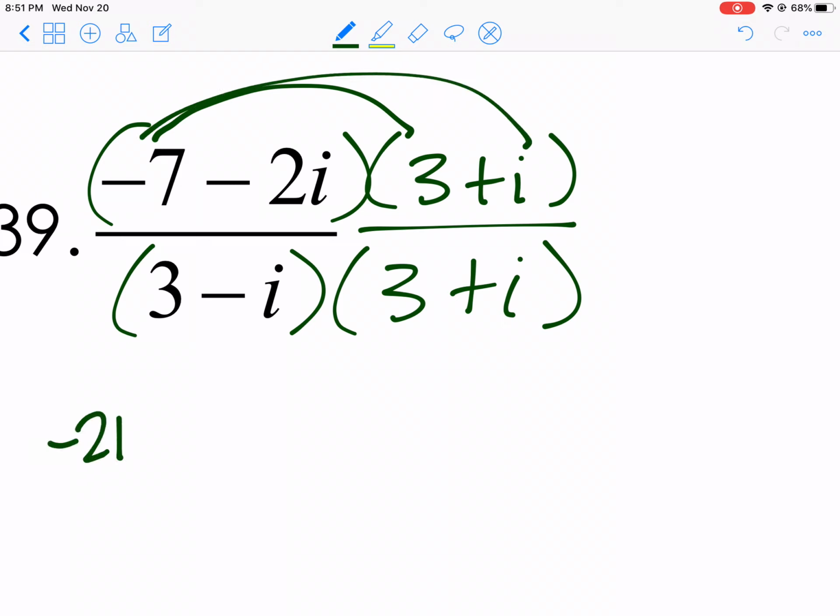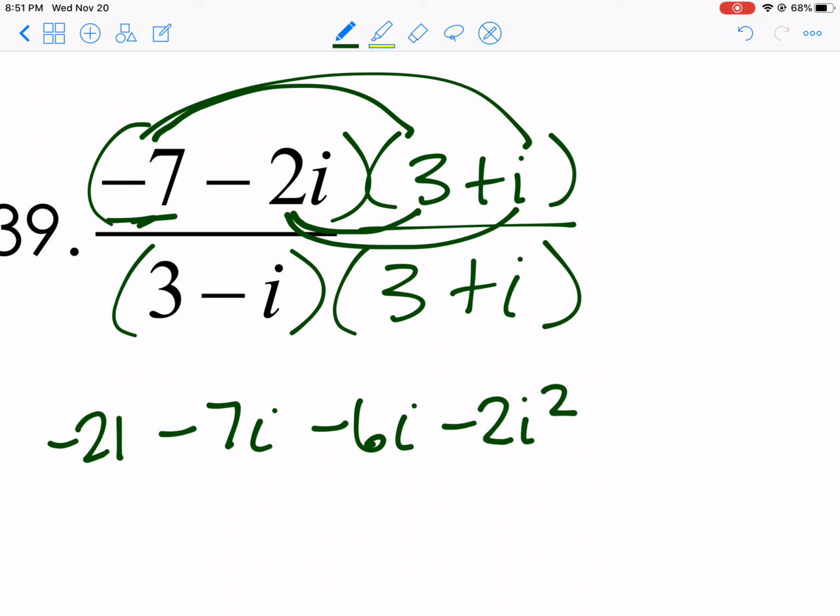Negative 7 times i is negative 7i, done with negative 7. Negative 2i times 3 is negative 6i. Negative 2i times i is negative 2i squared. We'll leave that for now and consider the denominator.